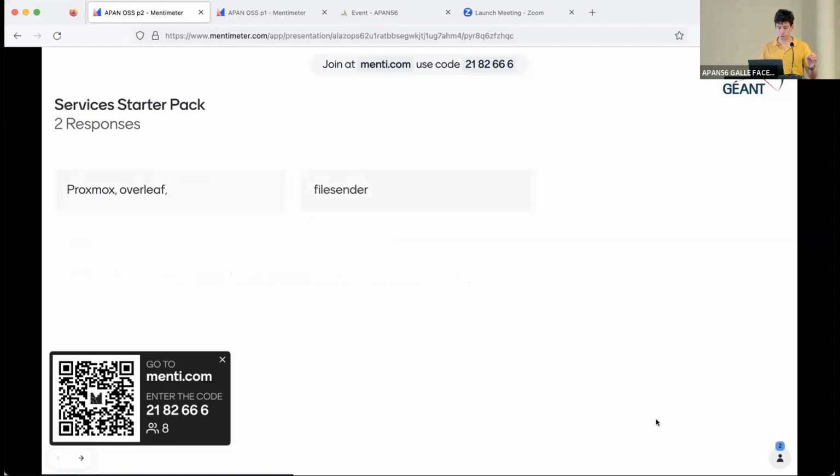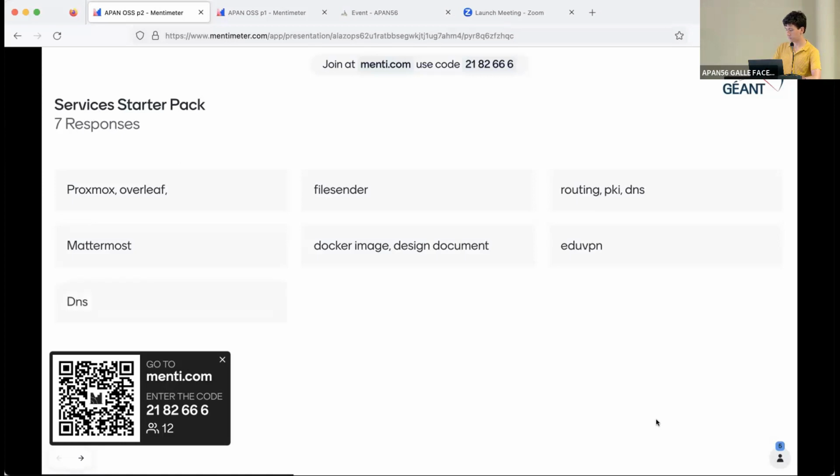And the first answer is already great because those are two services I haven't heard about. So let's give us more homework. That's good. File sender, yes. And in file sender, we see a lot of spawning emerging identity federations testing out their IDPs and SPs, but with file sender, that's good. Routing, PKI, DNS, Mattermost, Docker images. Edge VPN, yeah. More DNS.